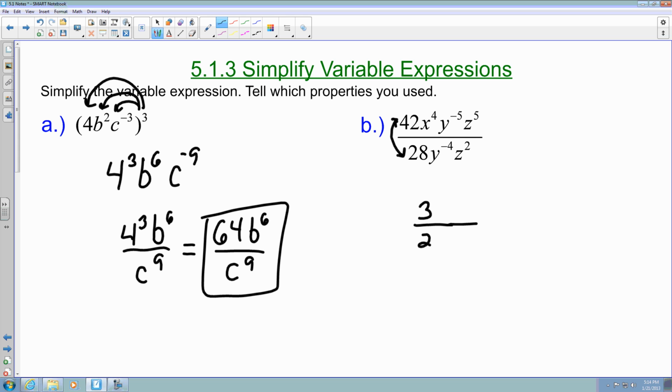Next, I want to get all of my exponents positive. So I see that I have x to the fourth, that's positive. That works. But I have y to the negative fifth and then z to the fifth, so that works too. So z to the fifth is fine. And I got z squared on the bottom. But I have y to the negative fifth here. So what I'm going to do is move that to the denominator, so it's y to the fifth. Now I see I have y to the negative fourth, so I'm going to move that to the numerator, so that gives me y to the fourth.